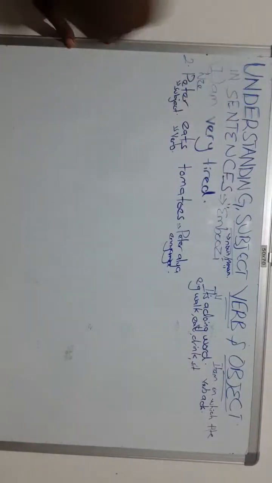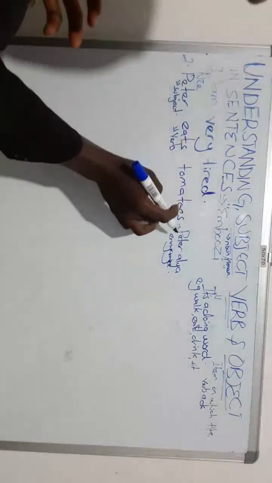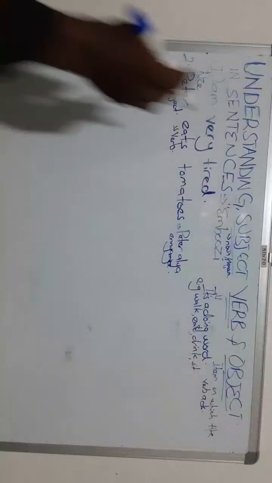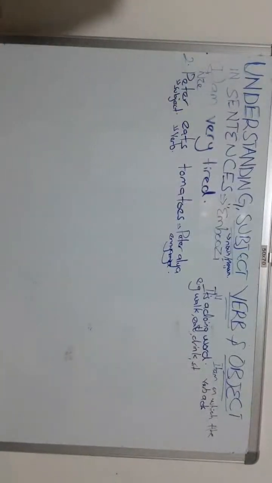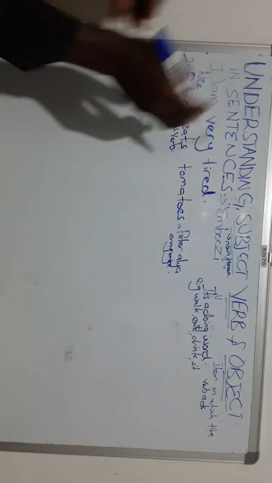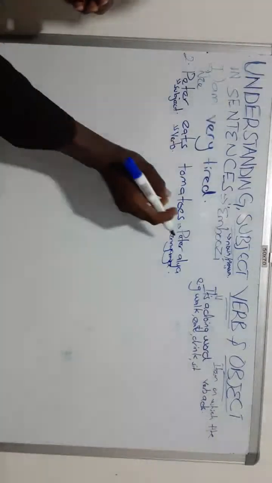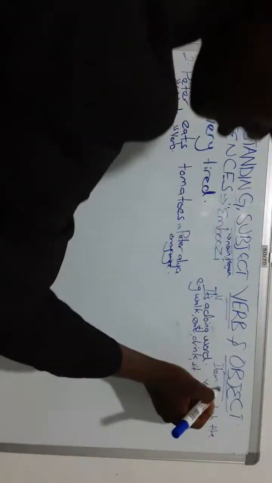So if he eats, what does he eat? So eating, it happens on tomatoes, implying that if my verb is eats, yes, Peter eats. But what does he eat? So he eats tomatoes, implying that the action of eating is happening on what? Tomatoes, implying my tomatoes are the object.